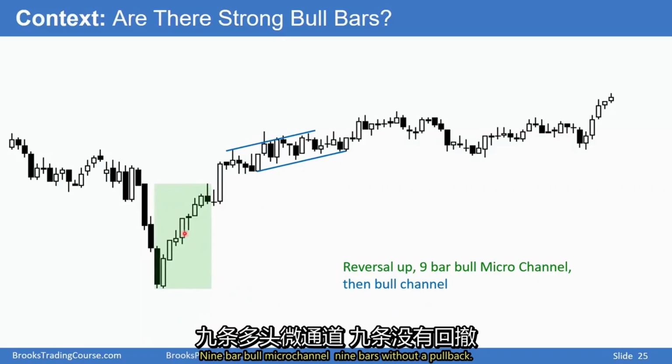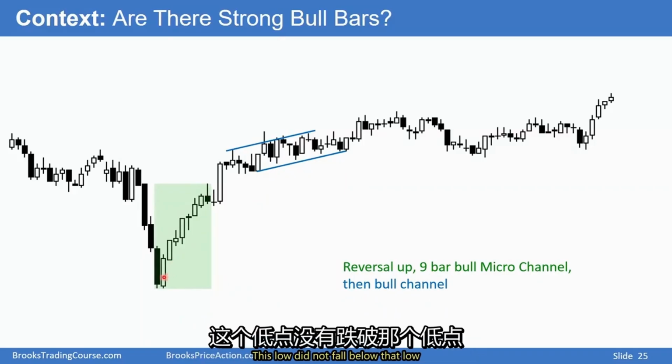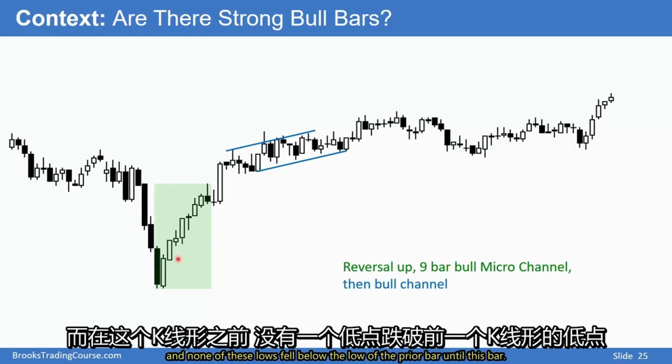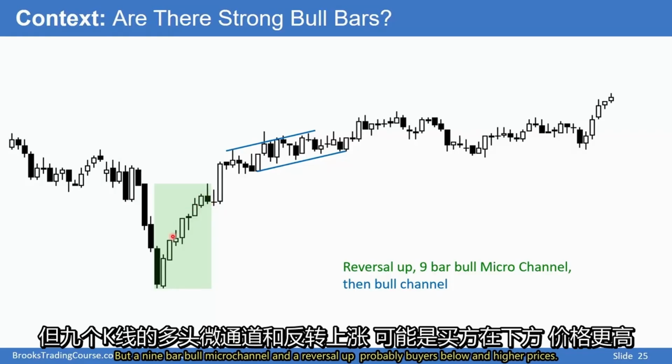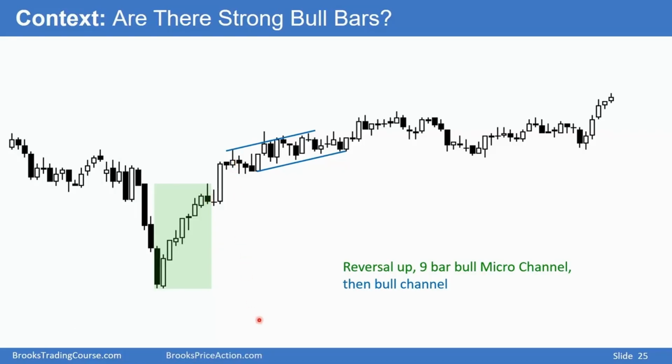9 bar bull microchannel, 9 bars without a pullback. This low did not fall below that low, and none of these lows fell below the low of the prior bar until this bar. This bar fell below that low. But a 9 bar bull microchannel and a reversal up, probably buyers below and higher prices.